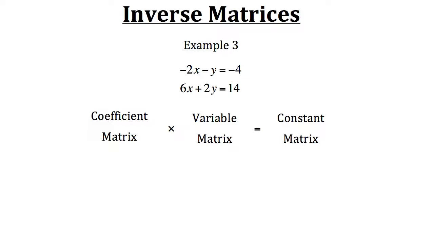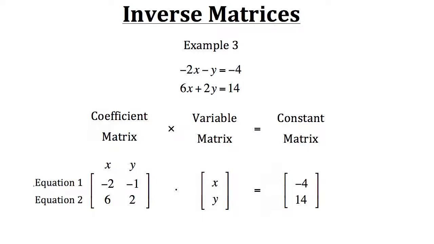So for example 3, if we were to set it up like this, we would first have our coefficient matrix. In the first row, we want to have the coefficients that are in equation 1. In the first column, we want the x coefficient, and in column 2, we want the coefficient for y. Similarly, in the second row, we want the coefficients from the second equation. So we'll have the coefficient for x in the second equation in our first column, and our coefficient for y, also from the second equation, in the second column on the bottom row.